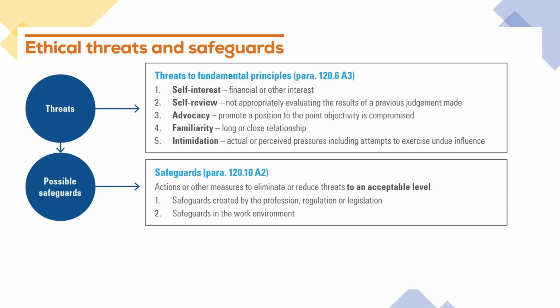If any person has faced threats, what do we do? We apply the safeguards given in 120.10A2, the safeguards para. Actions or other measures to eliminate or reduce threats to an acceptable level. These include safeguards created by the profession, regulation, or legislation, and safeguards in the work environment that need to be applied.